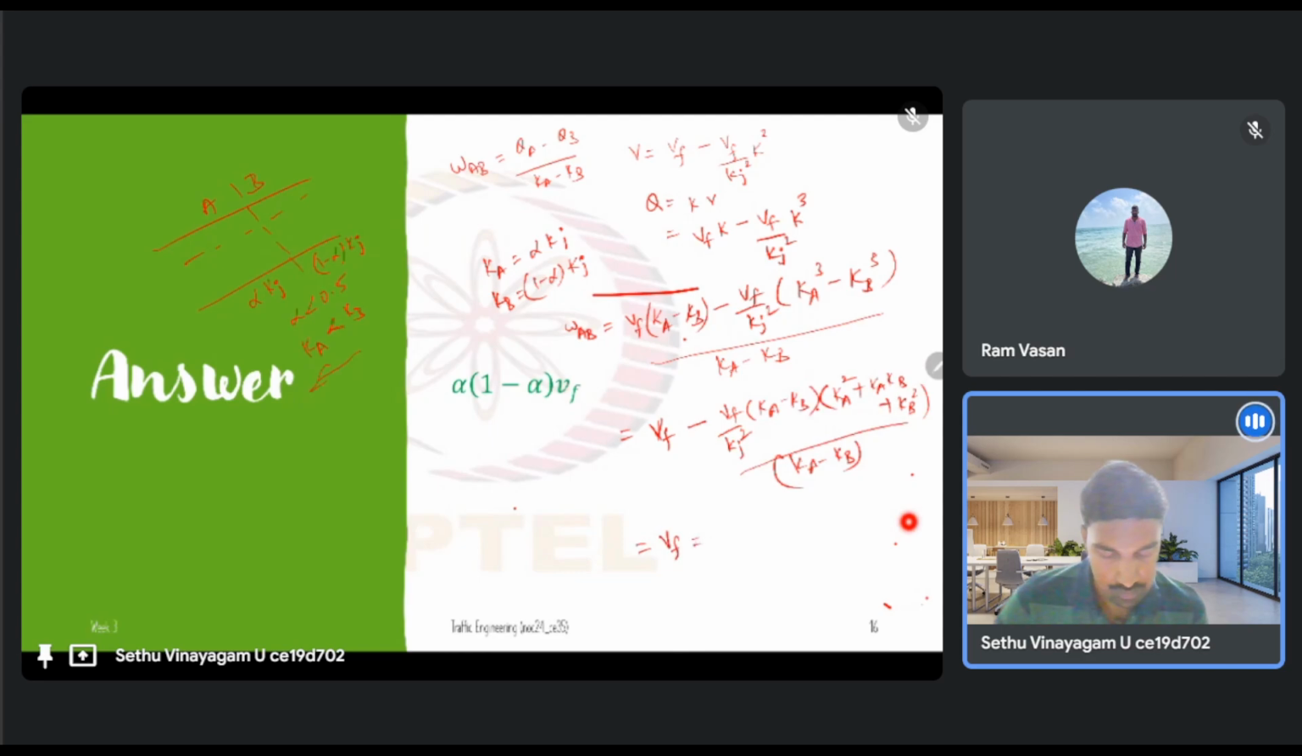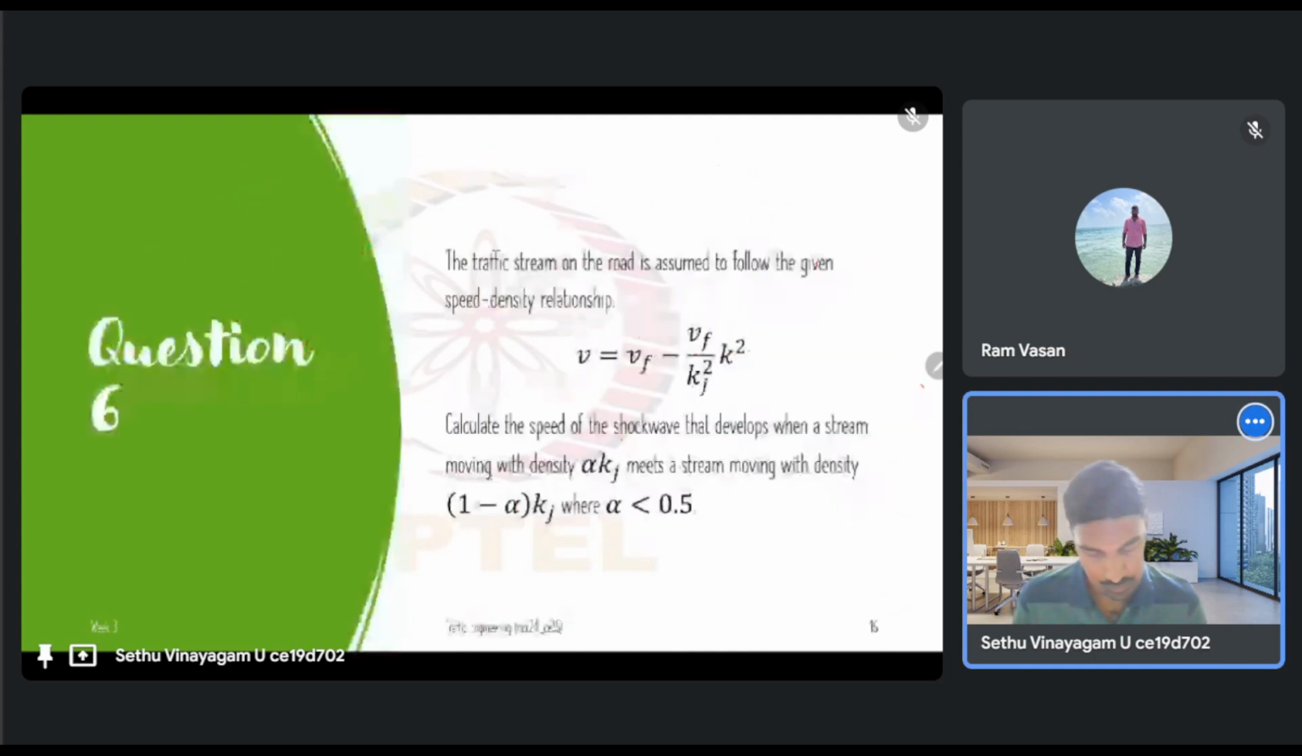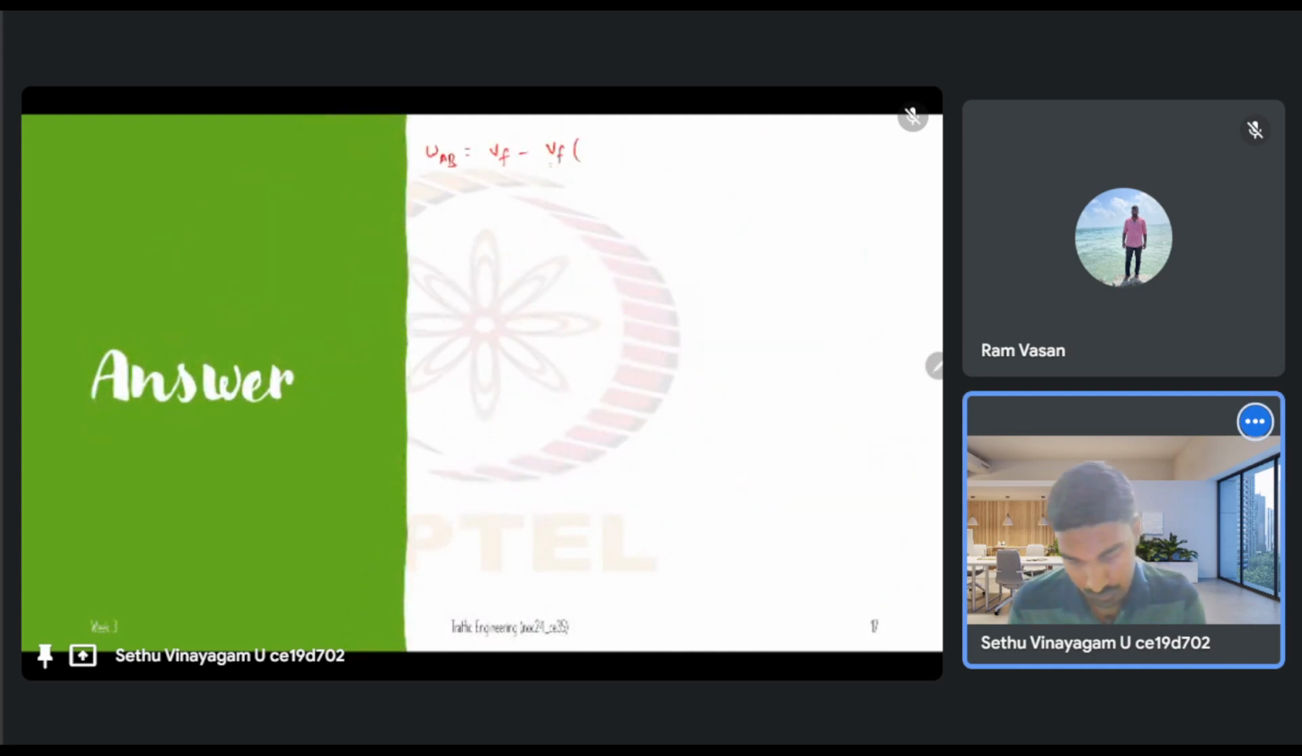So we'll have Vf minus Vf by Kj squared into Ka squared plus Ka Kb plus Kb squared. Okay, so let's move on to the next page. So far what we have is Vf minus Vf into Ka squared plus Ka Kb plus Kb squared. Okay, so let's substitute now Ka and Kb values.